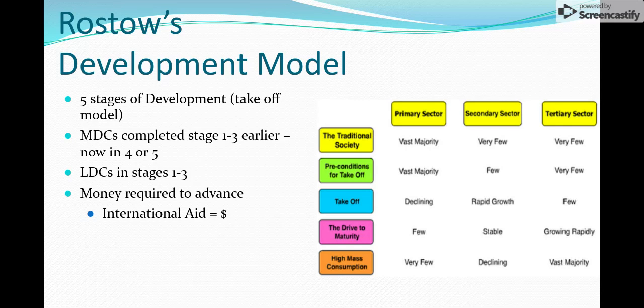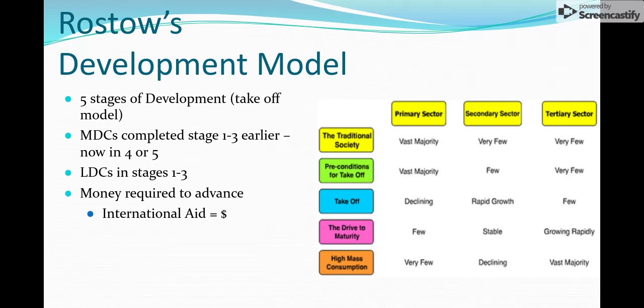And then finally, stage 5 is the stage of mass consumption. This is the United States, Japan, many core countries today, where you have mass consumption of non-essential goods. Think of all the spending that takes place on phones, electronics, computers, TVs, cars. Those are considered non-essential goods.